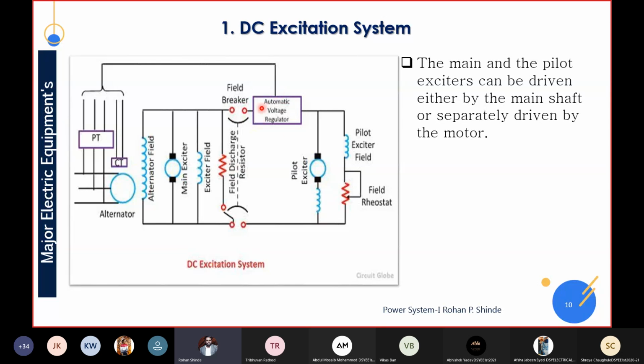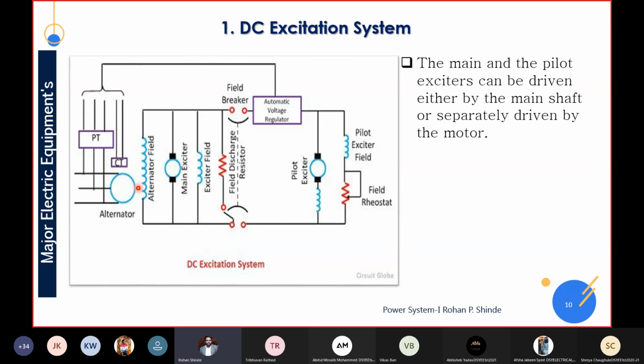Now here is the automatic voltage regulator. This regulates the voltage, and this automatic voltage regulator will provide towards the CTPT, and then CTPT will provide the excitation to the alternator. Okay, so in this way, this DC excitation system provides the excitation to the alternator. Okay, now see here, we will see about this DC excitation. The main and the pilot exciter can be driven either by main shaft or separately driven by the motor.